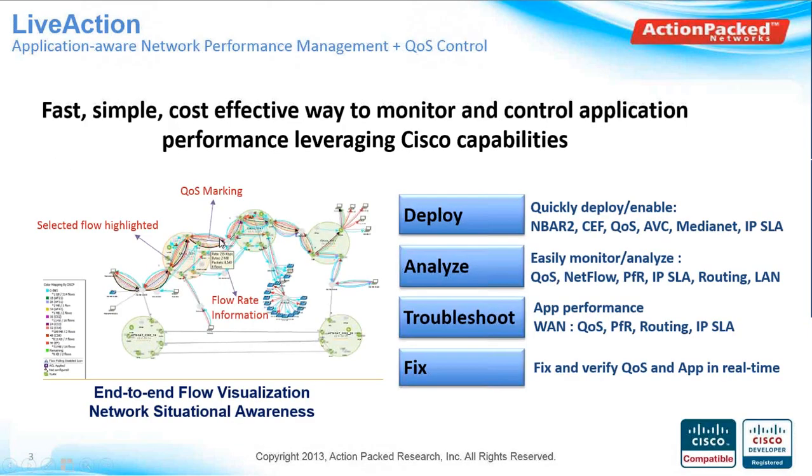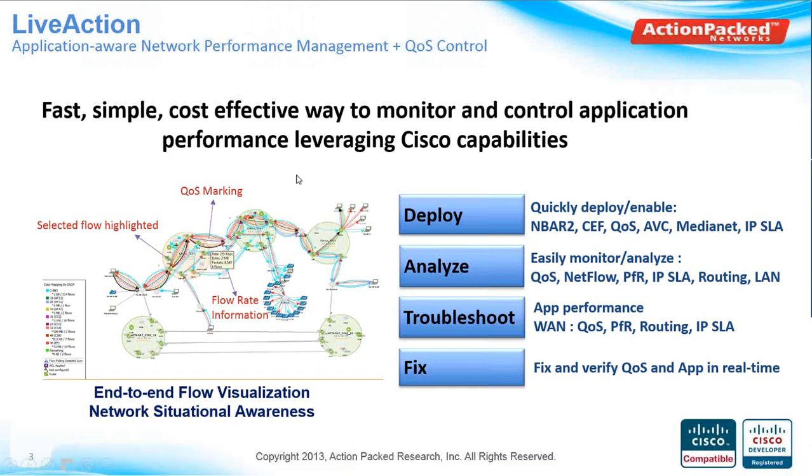Many years ago, LiveAction started out as a QoS management tool, but today it is a fast, simple, and cost-effective way to monitor and control application performance. And we do this by leveraging the Cisco advanced technologies such as NetFlow, QoS, Medianet, AVC, IPSLA, etc., to make it simple and easy for customers to monitor, troubleshoot, and resolve application performance problems without the use of expensive hardware probes.